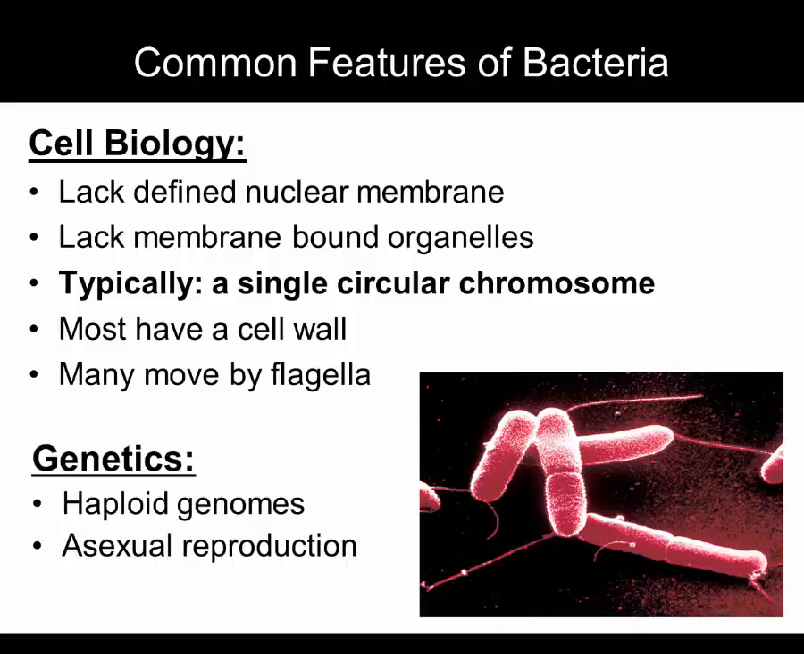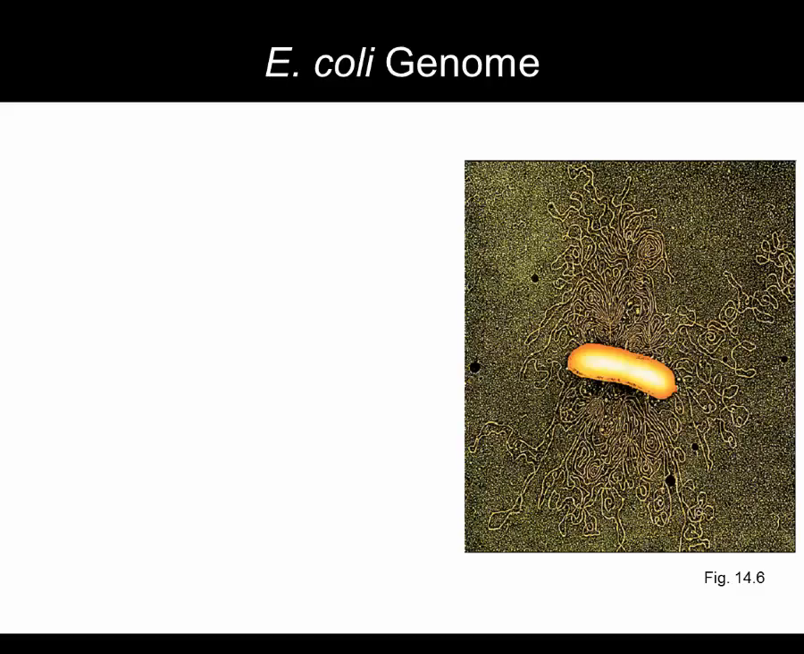Bacteria also have some features that make genetics tricky. They have haploid genomes and reproduce asexually. But up until now, we've mostly relied on matings with diploid organisms. Even with phage genetics, we would co-infect hosts with multiple phage to create a diploid-like environment. But what can we do with bacteria? Let's start with taking a closer look at our model organism.